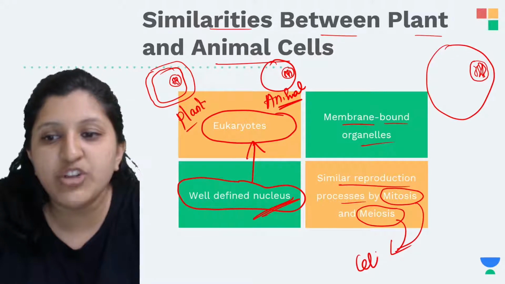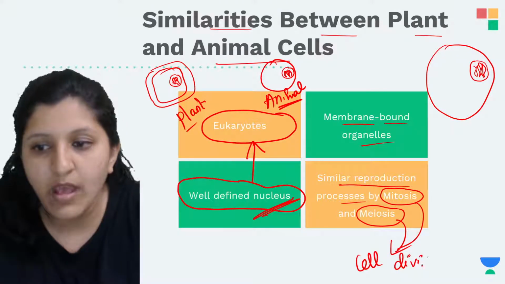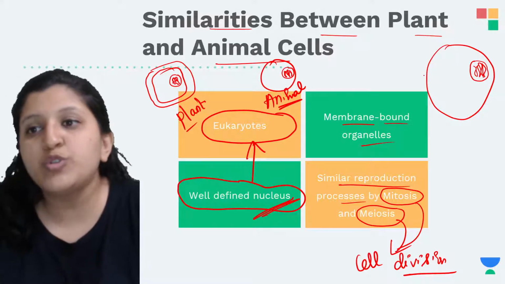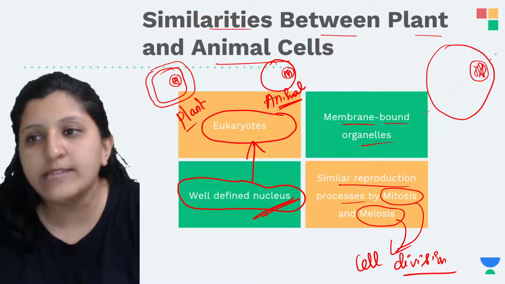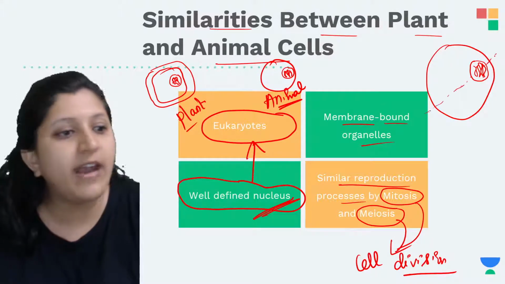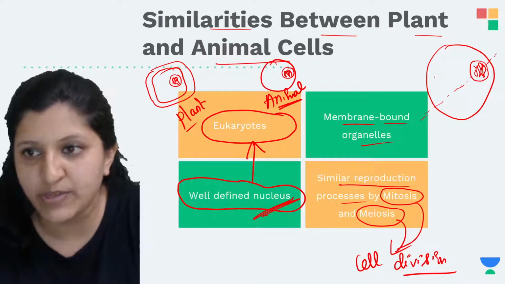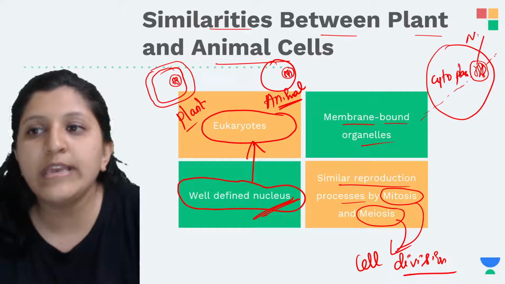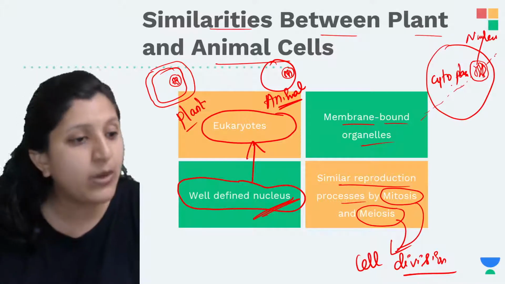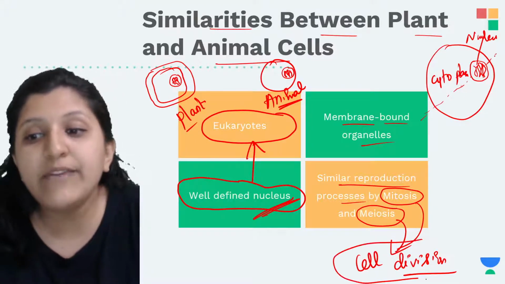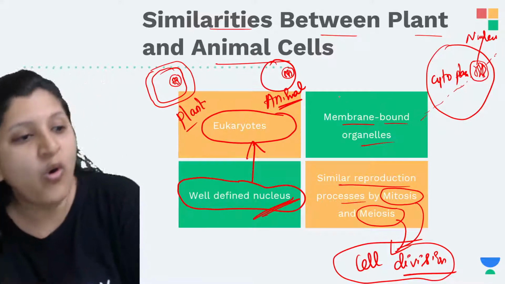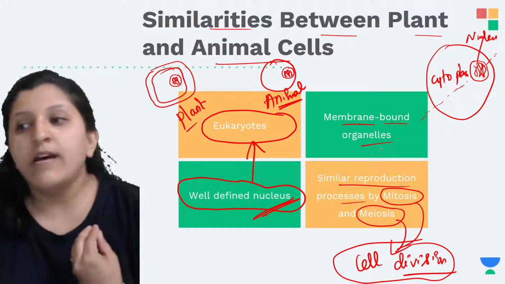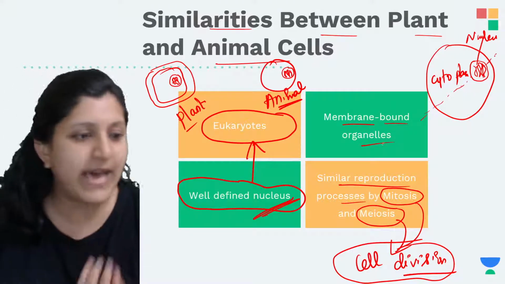Cell division we will be seeing. What is cell division? The cell will divide into two equal parts. There is a nuclear division and also a cytoplasmic division. The cytoplasm will divide, and the nucleus will also divide. That is the equal division we can see. Both of these steps can be seen in the plant cell as well as the animal cell.